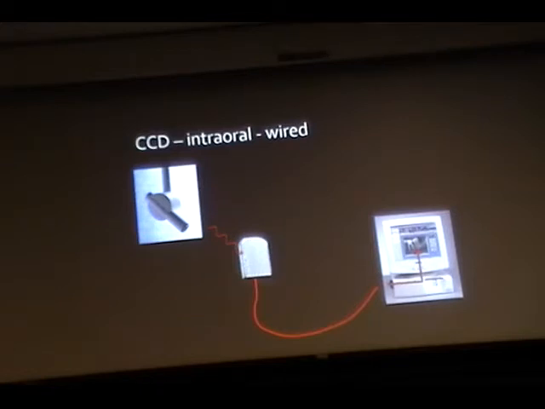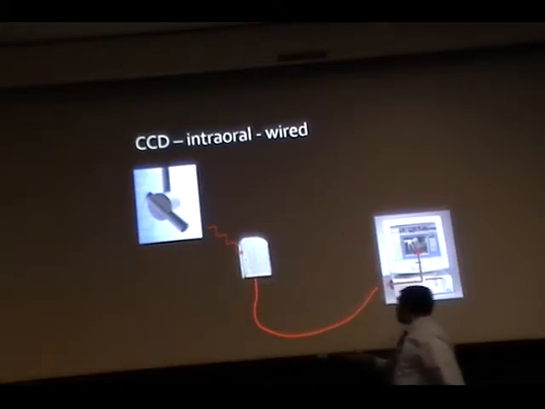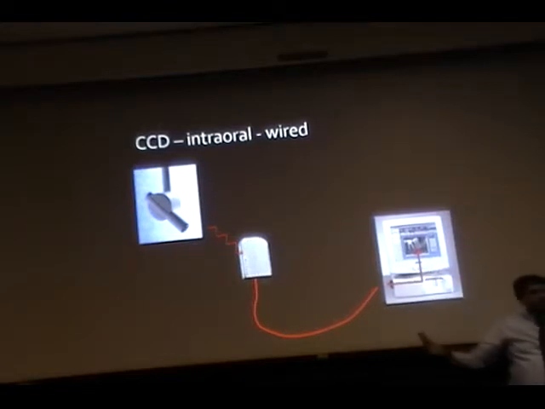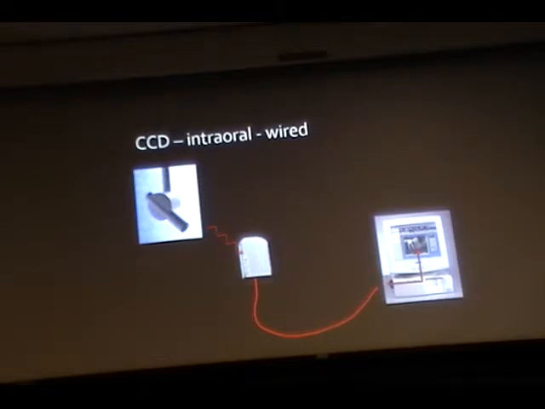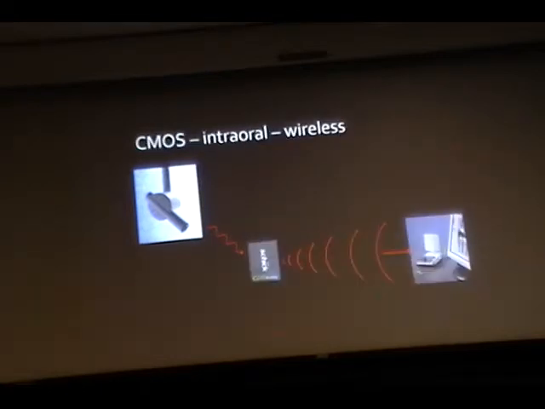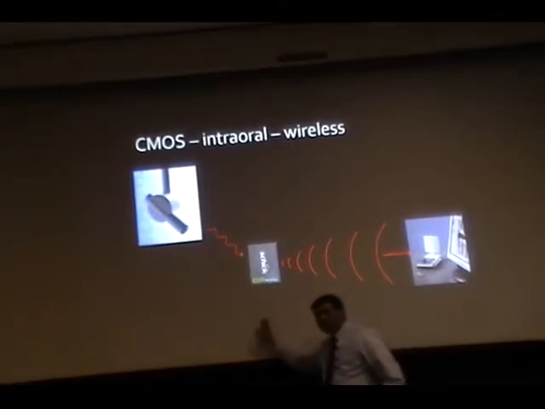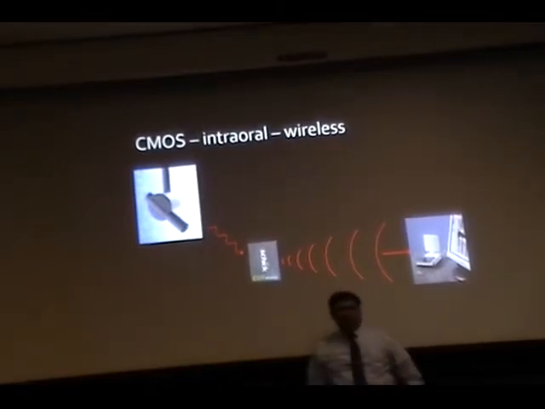So you guys are familiar with this, right? We have an X-ray unit here. There is a sensor here. It's from Sirona pan. If you expose radiation, you get the image. This is pretty much what is happening with the CCD intraoral wired one. Schick is another company. Here you can see there is no wire. So these are wireless ones, so you can place them in the patient's mouth.